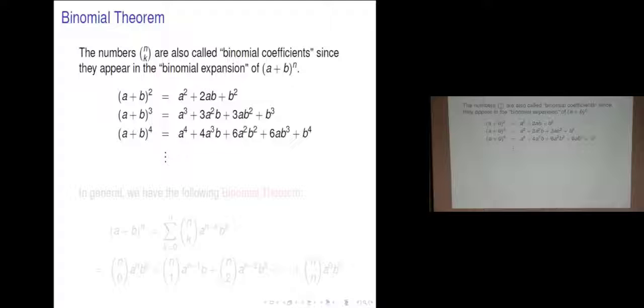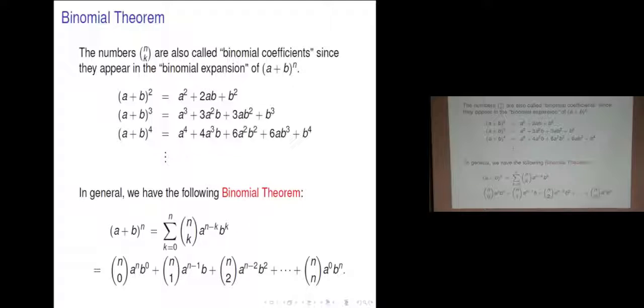For example, you have seen this: a plus b squared is just this. I will not read. a plus b to the power of 3 is this, and so on. In general, if you write many of them, you'll see that there's a pattern, and this is called the binomial theorem. It says a plus b to the power of n, the shorthand is the sum of k from 0 to n, n choose k, a to the power n minus k, and b to the power of k.